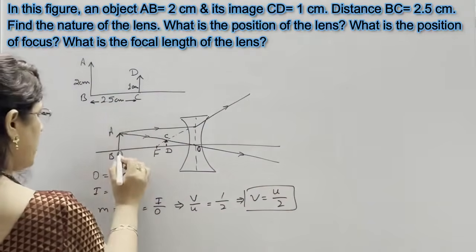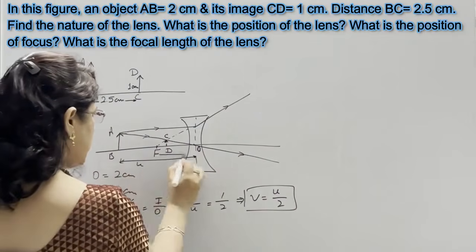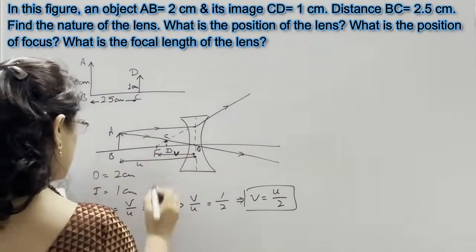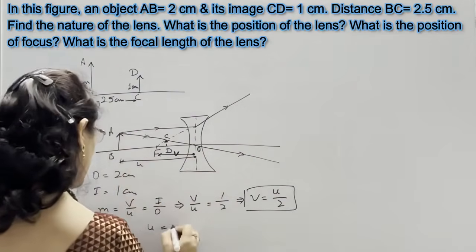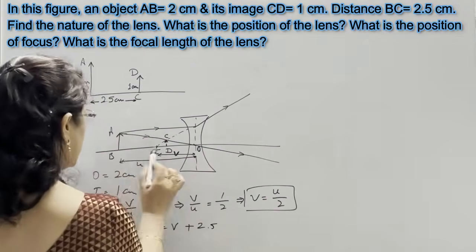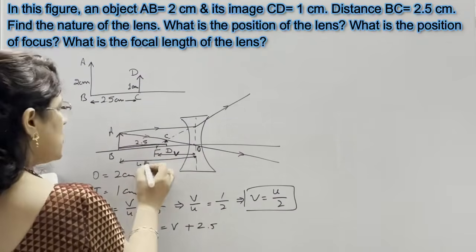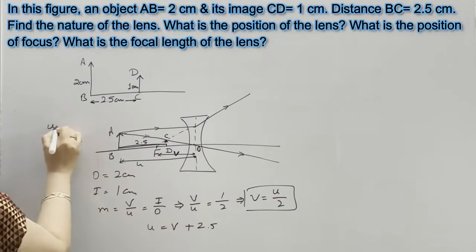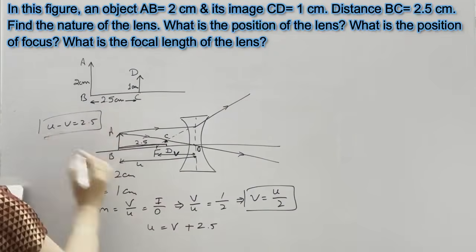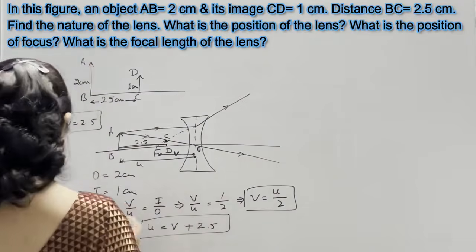Now this is our object distance, which is U, and this is our image distance, which is V. So from the diagram, we can calculate that U is equal to V plus 2.5, because we know this total value, it means the distance between object and image is 2.5. So U minus V is equal to 2.5, or U is equal to V plus 2.5. We have the value of U in terms of V here.